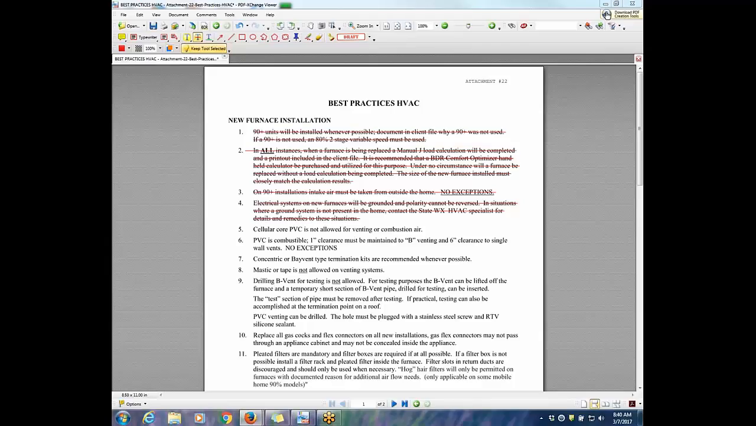Just solid core. Cellular core is marked. It says right on it, foam core or cellular core pipe. And it's also marked drain waste vent. Regular solid core, Schedule 40 says Schedule 40 pressure pipe on it. And it's easy to tell the difference.